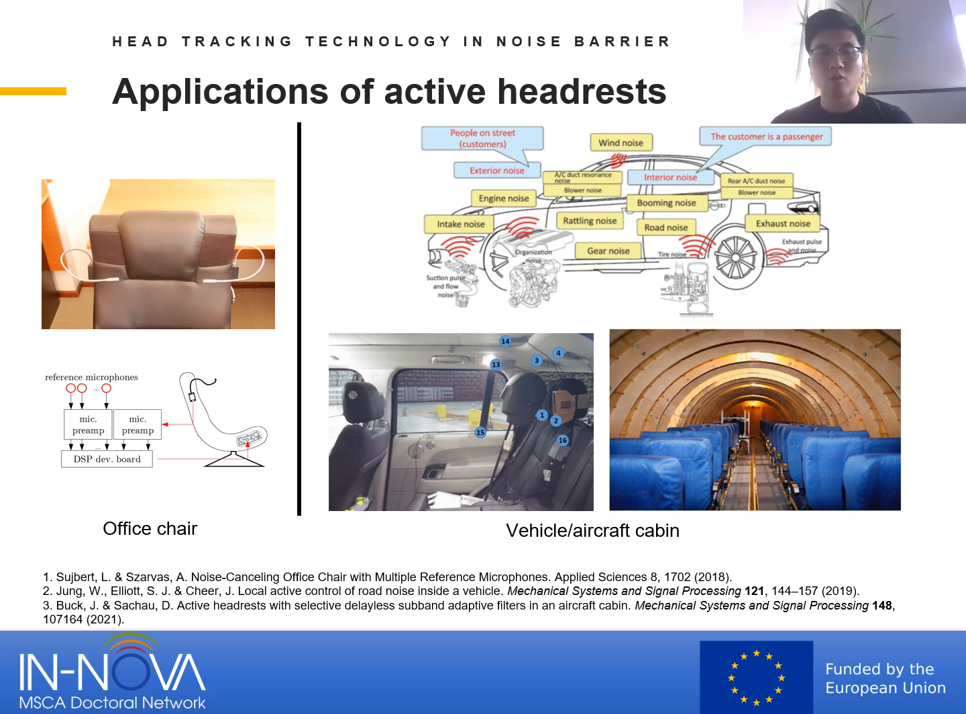Active headrest can also be applied in a vehicle or aircraft cabin. For the vehicle cabin, active headrest would be beneficial in removing road noise and engine noise, as shown in the picture here, while for the aircraft cabin, noise generated from either the propeller or the turbojet engine is often targeted, as this noise mainly creates discomfort in users.